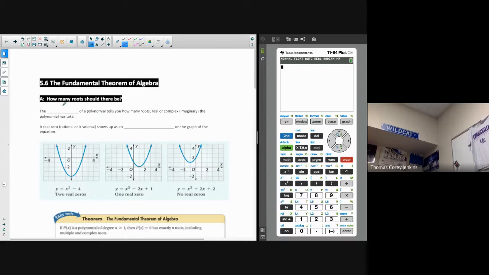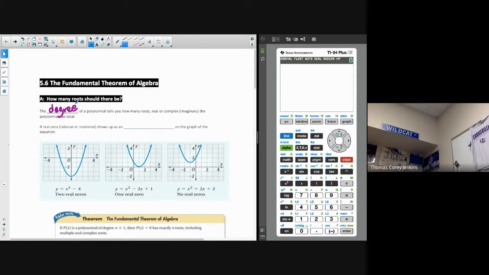So looking at A, our lesson is about the fundamental theorem of algebra. We've already talked about it some, so we'll just expand on that conversation. It says the blank of a polynomial tells you how many roots, real or complex, the polynomial has total. That would be the degree. We look at the degree to tell us that. So a second degree polynomial, or a quadratic, has two solutions, and so on and so forth.